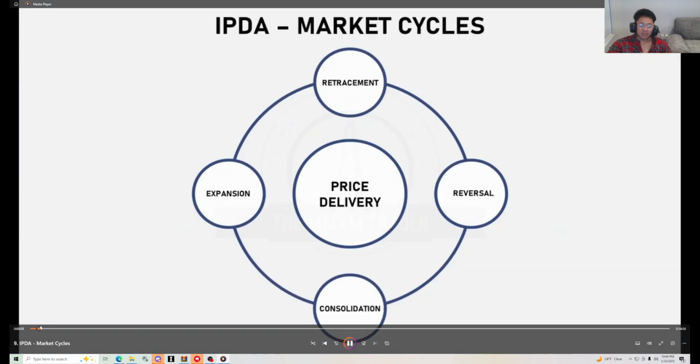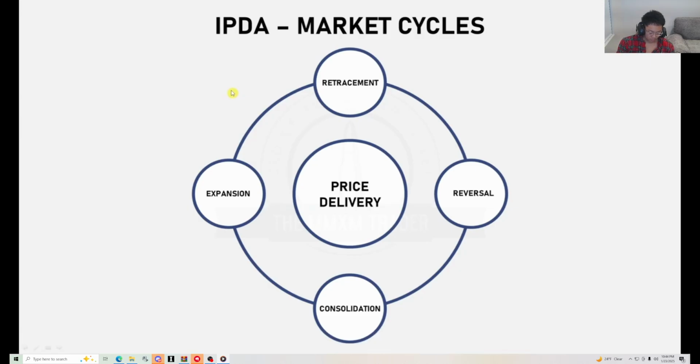IPDA. Next up. So what does IPDA stand for? Retracement, reversal, consolidation, expansion. IPDA stands for Interbank Price Delivery Algorithm. This is the algorithm which makes the market move a certain way. And this algorithm has certain cycles. So over here we have this price delivery depiction. We're starting with retracement, we've got reversal, consolidation, and expansion.